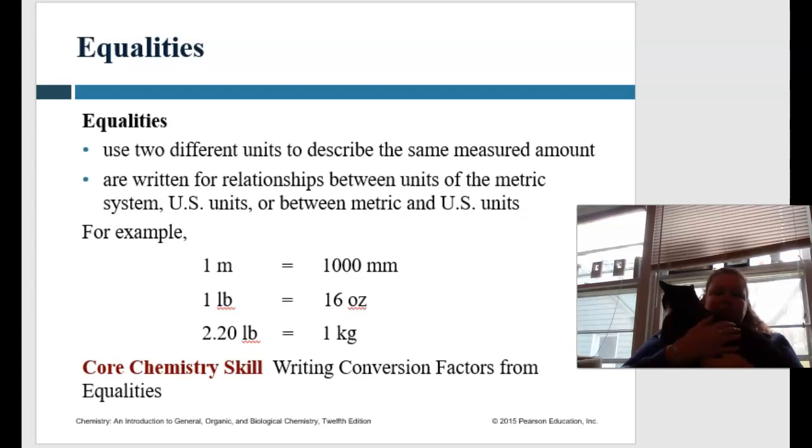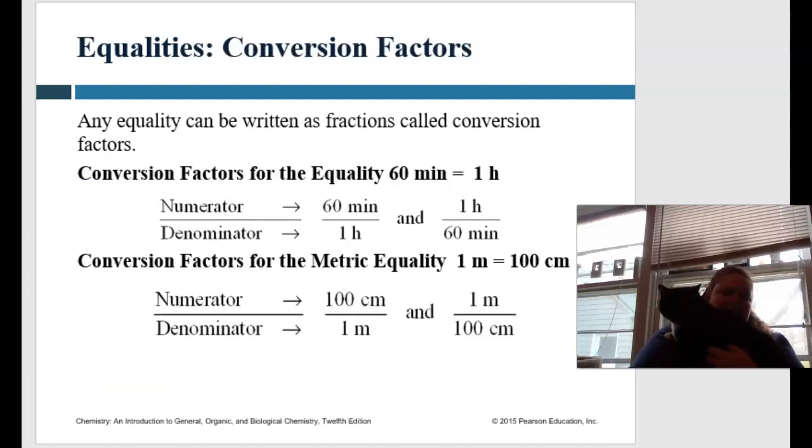An example of this is 1 meter equals 1,000 millimeters. 1 pound is the same as 16 ounces. Or if we're going to go between the two of them, 2.2 pounds is the equivalent of 1 kilogram. So this skill is going to be writing conversion factors from these equalities, or things that are equal.